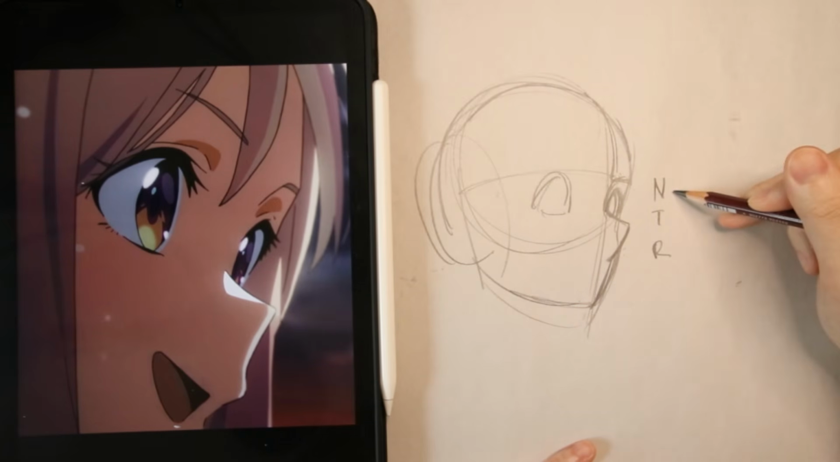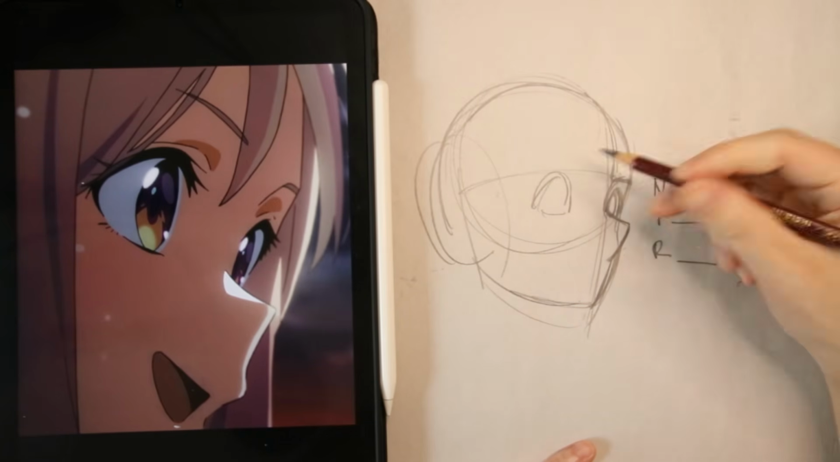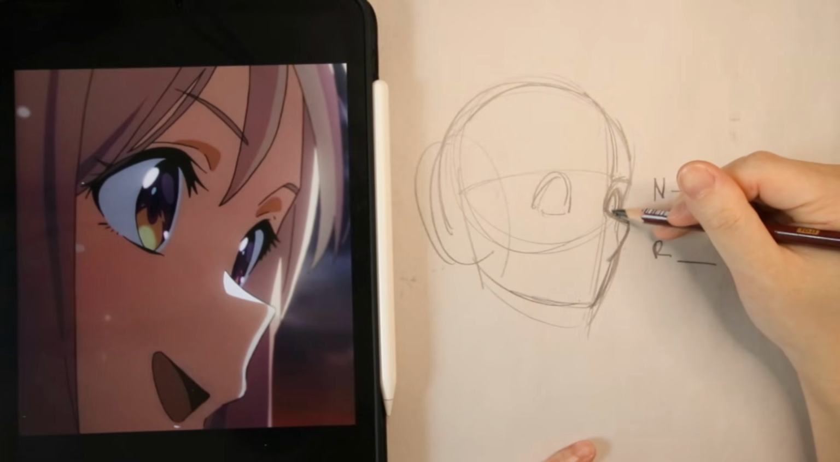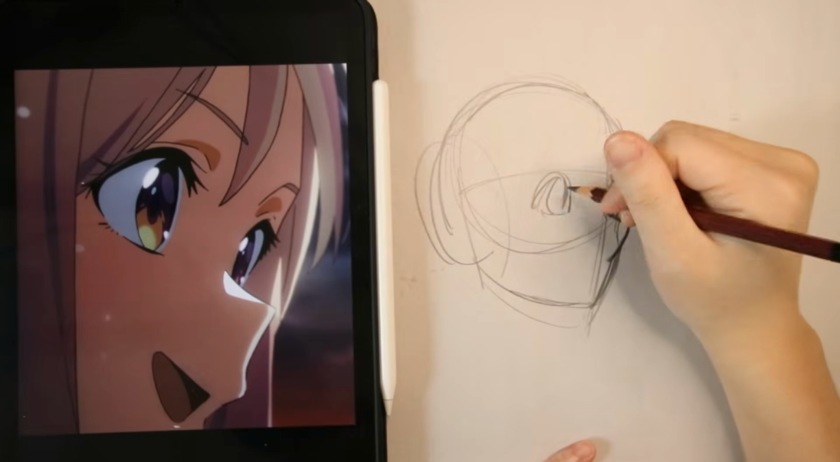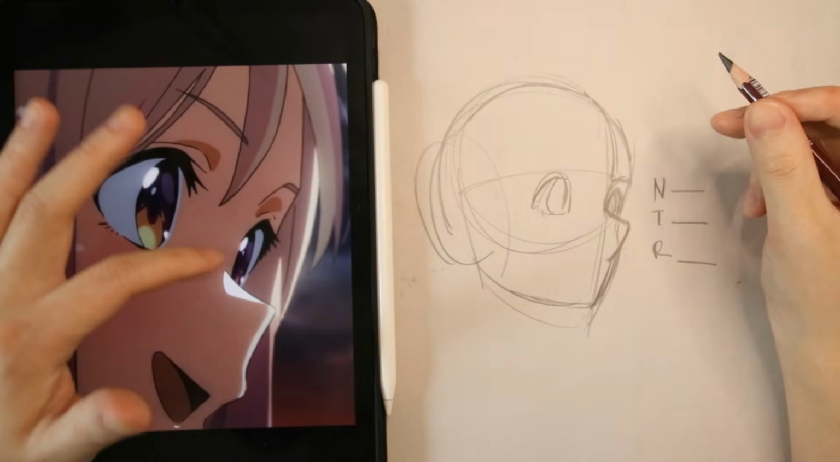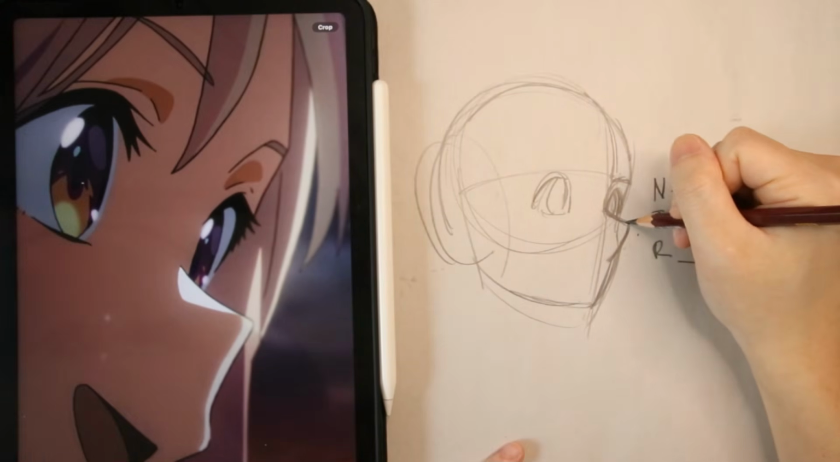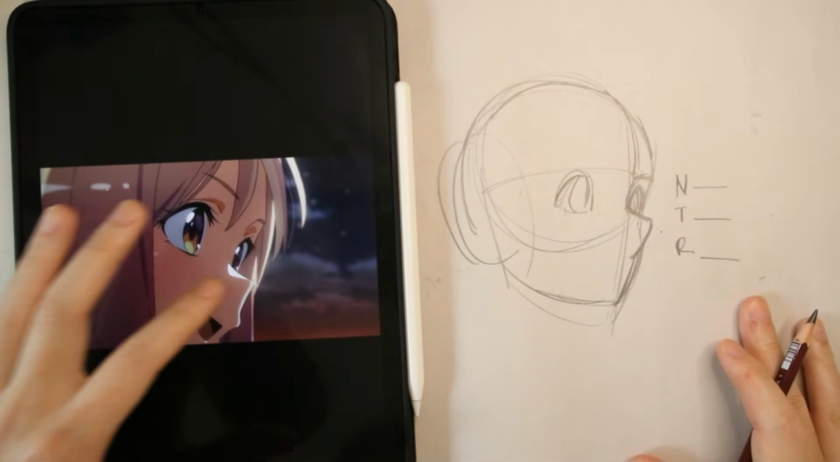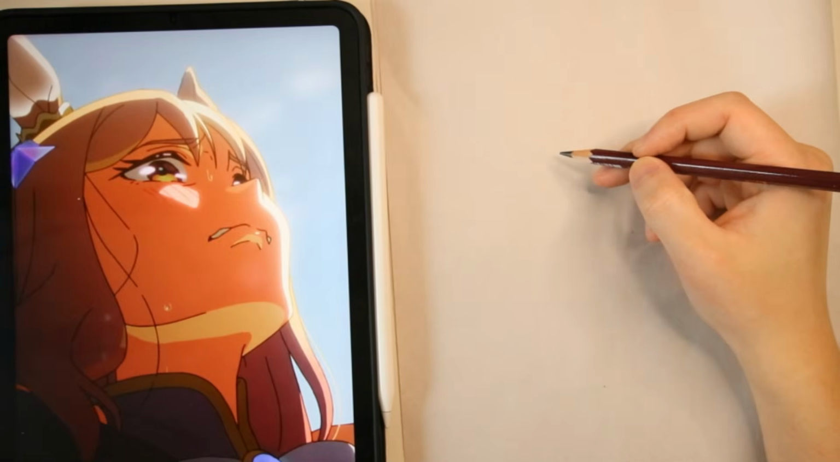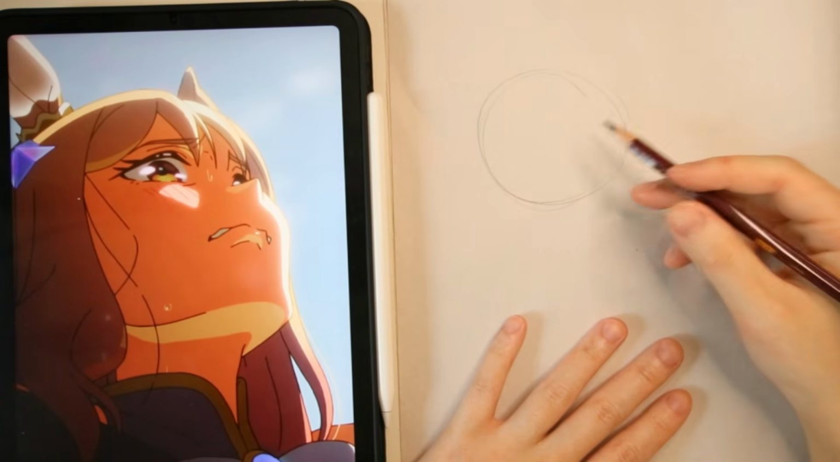NTR, nose trumps retina, nose over the retina of your eyeball, like this. So if we're looking at NTR over here, you can see how this nose, due to the perspective, is protruding out. Now let's look at another example. This is especially prominent in the low angle view. This is how you want to build it.